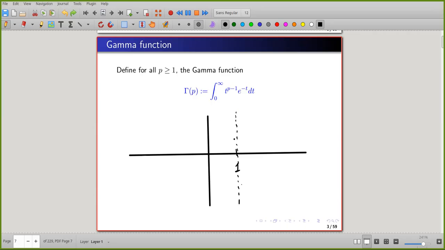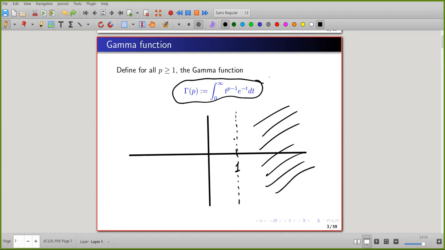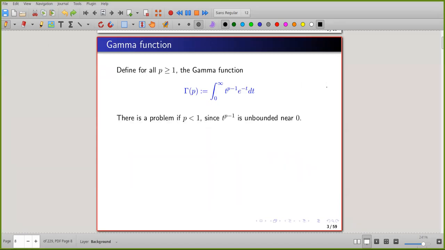And in this region, we define this gamma function like this. So p belongs to the complex numbers such that the real part of p is greater than or equal to 1, let's say. Okay, maybe just to be safe, I'll say strictly greater than 1. So this function is defined in this region to begin with.